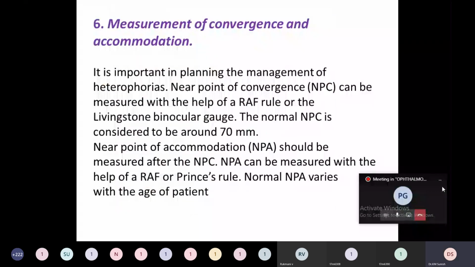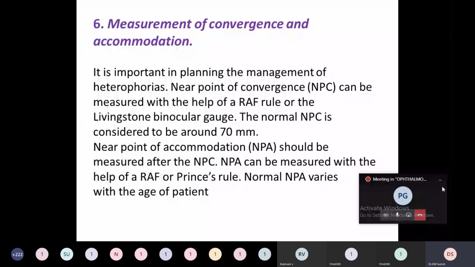Next class I will probably teach you the measurement of convergence and accommodation. You are not supposed to know all the details of convergence and accommodation. Sometimes the AC by A ratio can be asked as a short note. That is the reason why I have to tell you a few things about the AC by A ratio. That I will teach you in the next class.